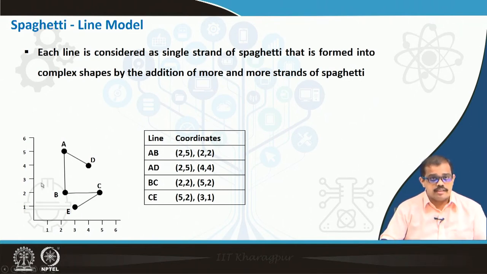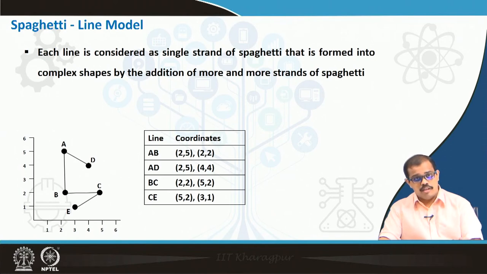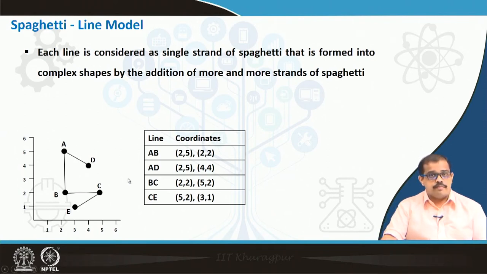For example, this is the entire line, your starting node is A, then you have vertices here, you have this line segment. So, all of these are nothing but a single strand, okay. Each of these strands in this model, for example AD, which I have represented here, has coordinates of 2,5 and 4,4. If you see, A is 2,5 and D is 4,4, okay. So, that is how you represent AD, whereas when you look at AB, it is 2,5, 2,2, okay.